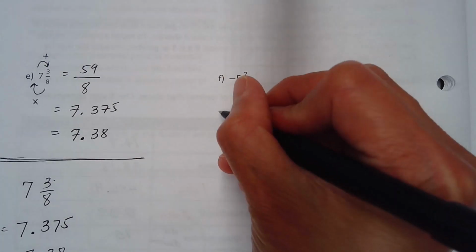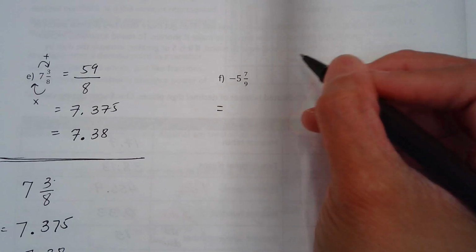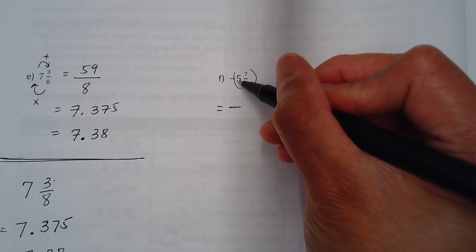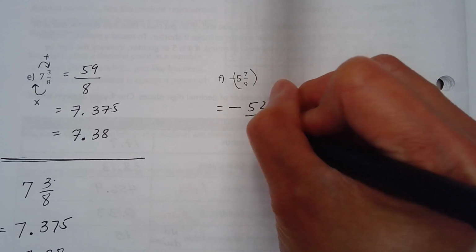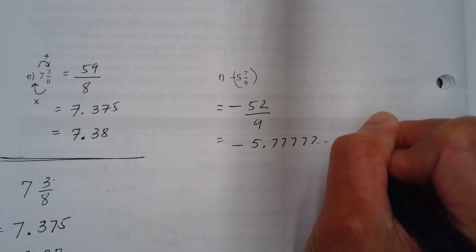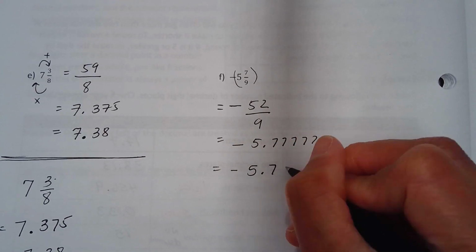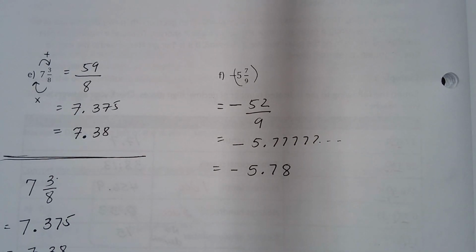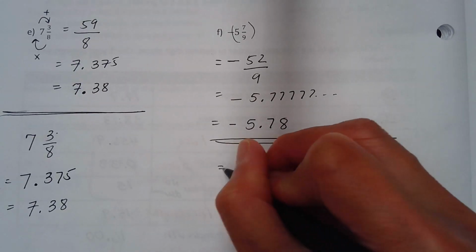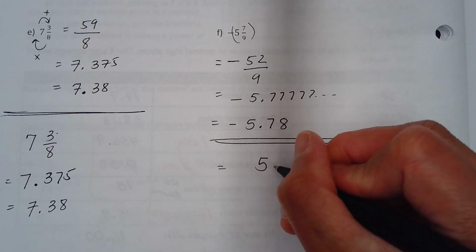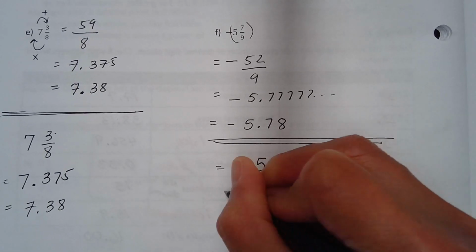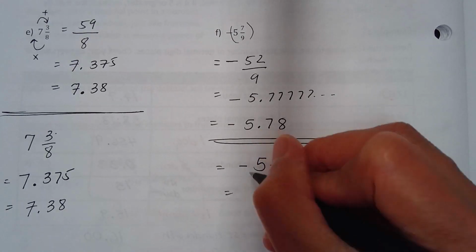Okay, last but not the least, how would you do this? Okay, leave the negative alone. You could change it into an improper fraction. So 9 times 5 is 45 plus 7, 52 over 9. So negative 52 divided by 9 is 5.77777. So it's negative 5.78. Okay. Good. And if you were to do the other strategy, you would go 5, and then 7/9 would be 0.77777. So it's going to be 5.778. We just put the negative in the front.